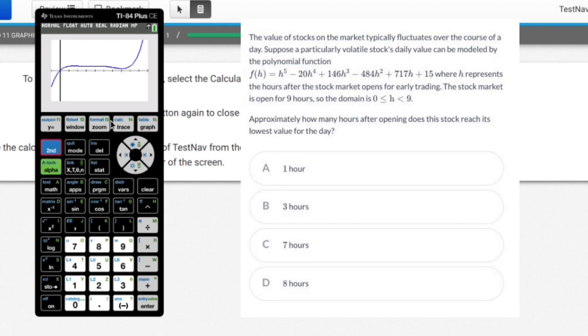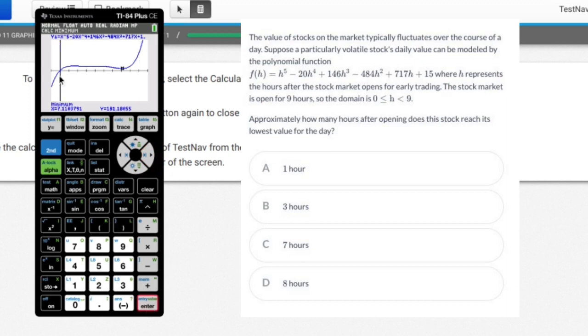So I'm going to hit second. And because I need to find the minimum between 0 and 9, let's do the minimum between 0 and 9. So let's go all the way over to 0. Perfect. Enter. I'm going to go all the way to the right side to 9. I probably didn't need to zoom out to do this, but at least I got a nice looking picture. Boom.